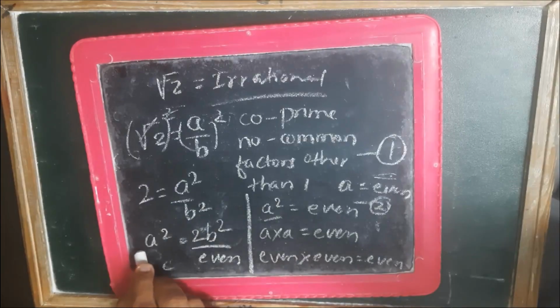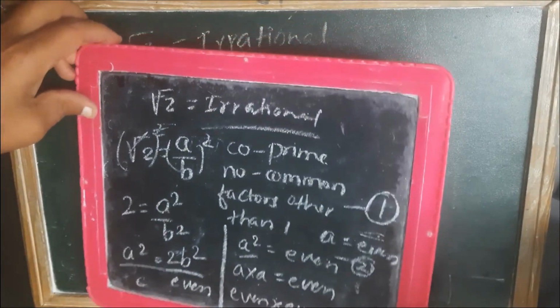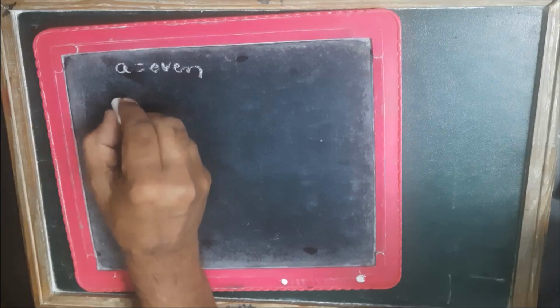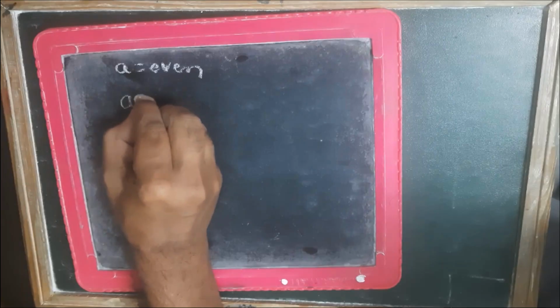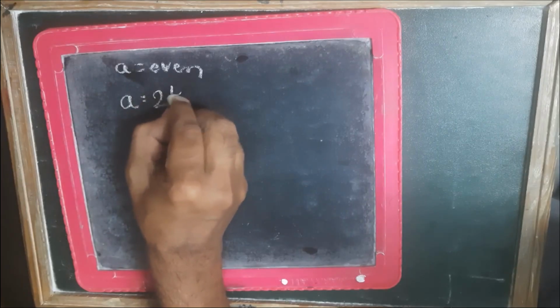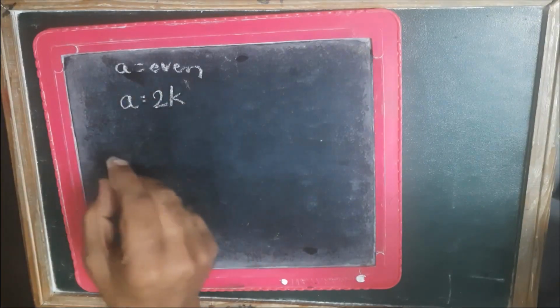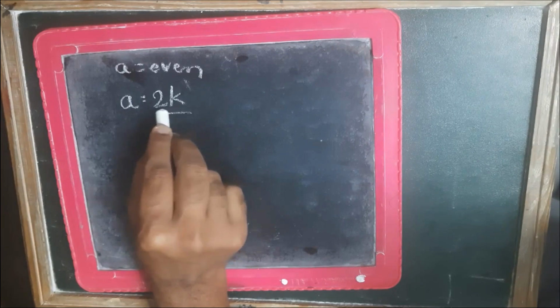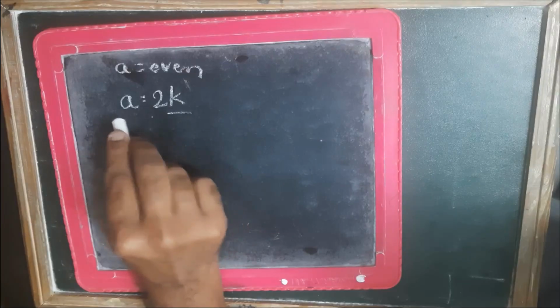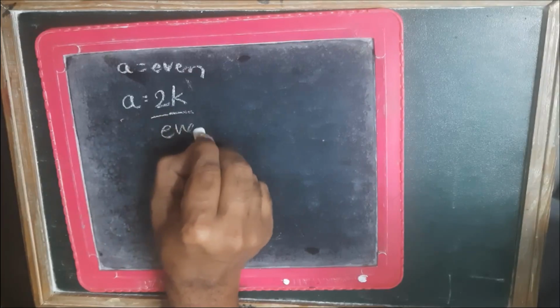We know that a square is equal to 2b square. a is even. When you say a is even, that means a is equal to 2k. If you multiply any constant number with 2, then it will become even. That means a is even.